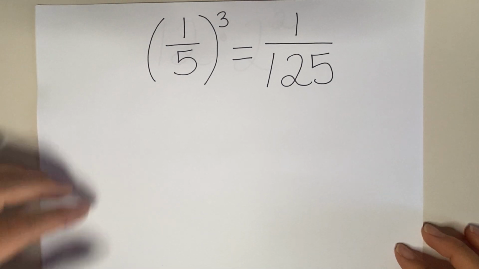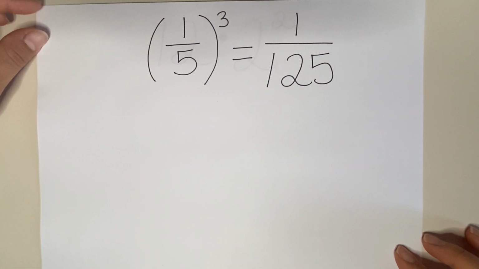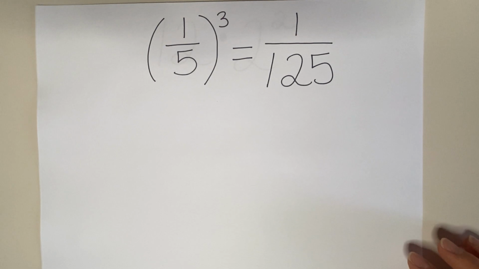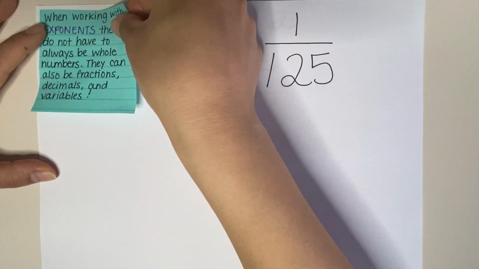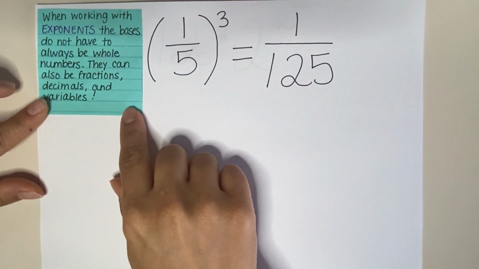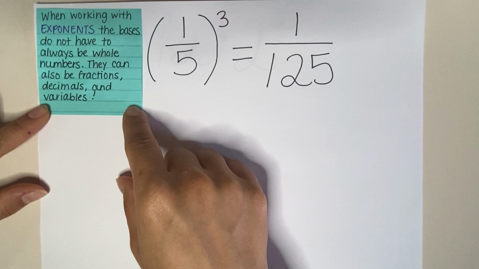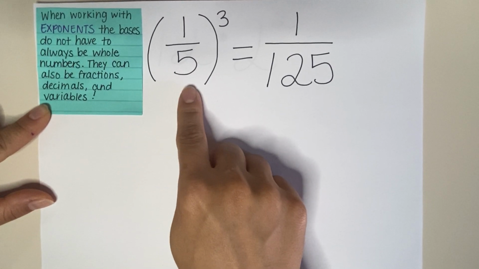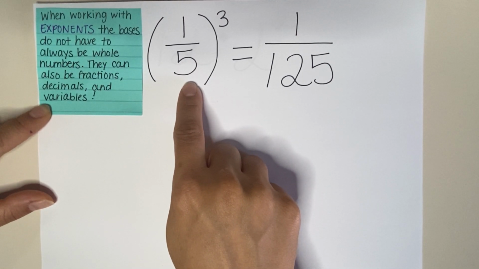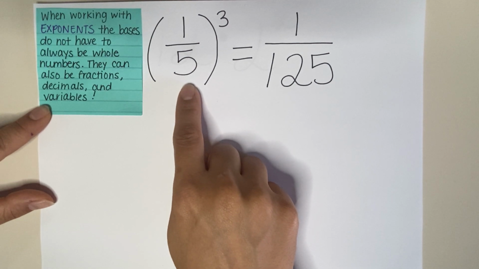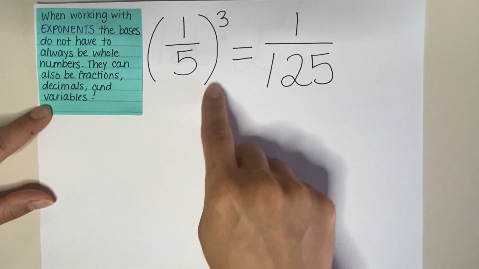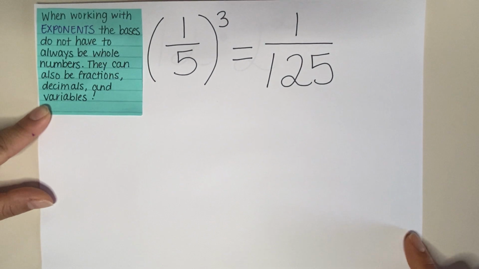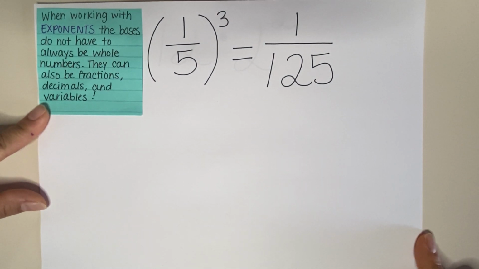Okay, here we have 1/5 to the 3rd power. Is this equal to 1 over 125? Well, when working with exponents, the bases do not have to always be whole numbers, as we see here. They can also be fractions, decimals, and variables. So this is our first example of a base that is not a whole number. So here we have a fraction.